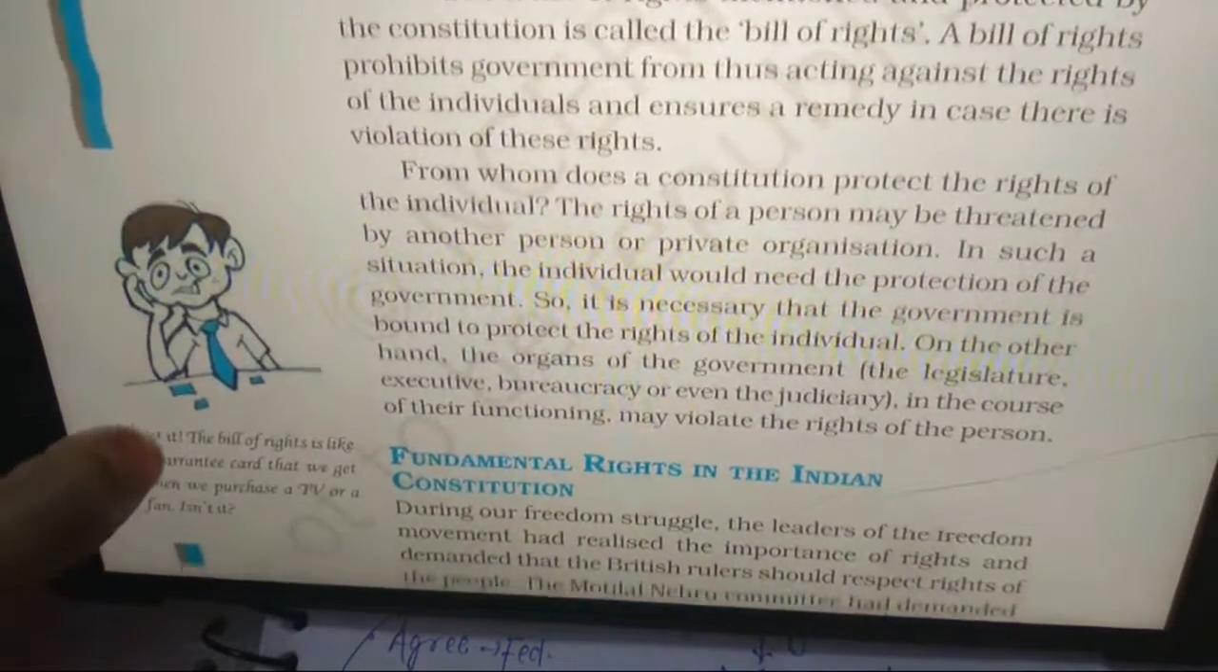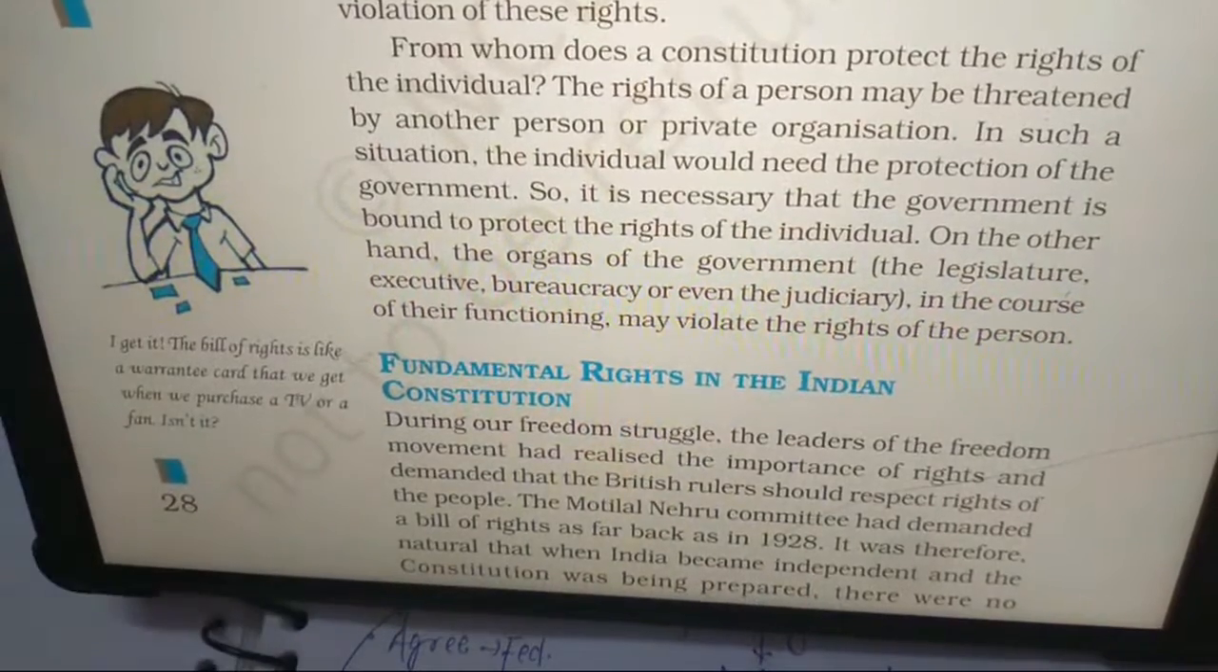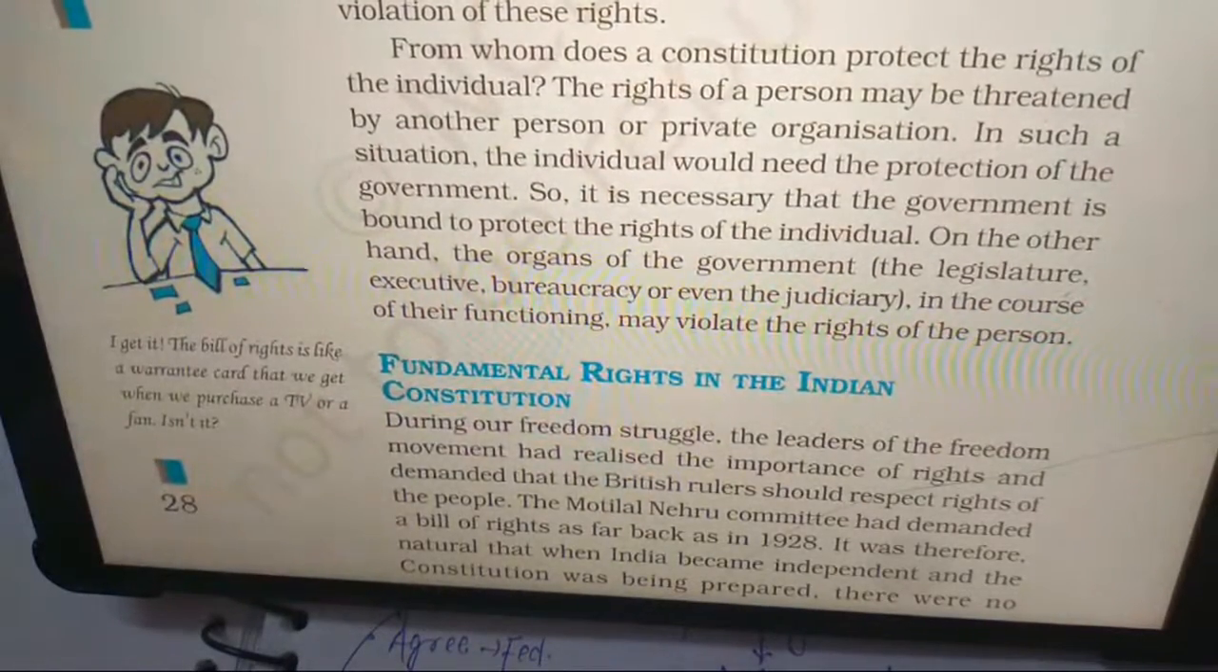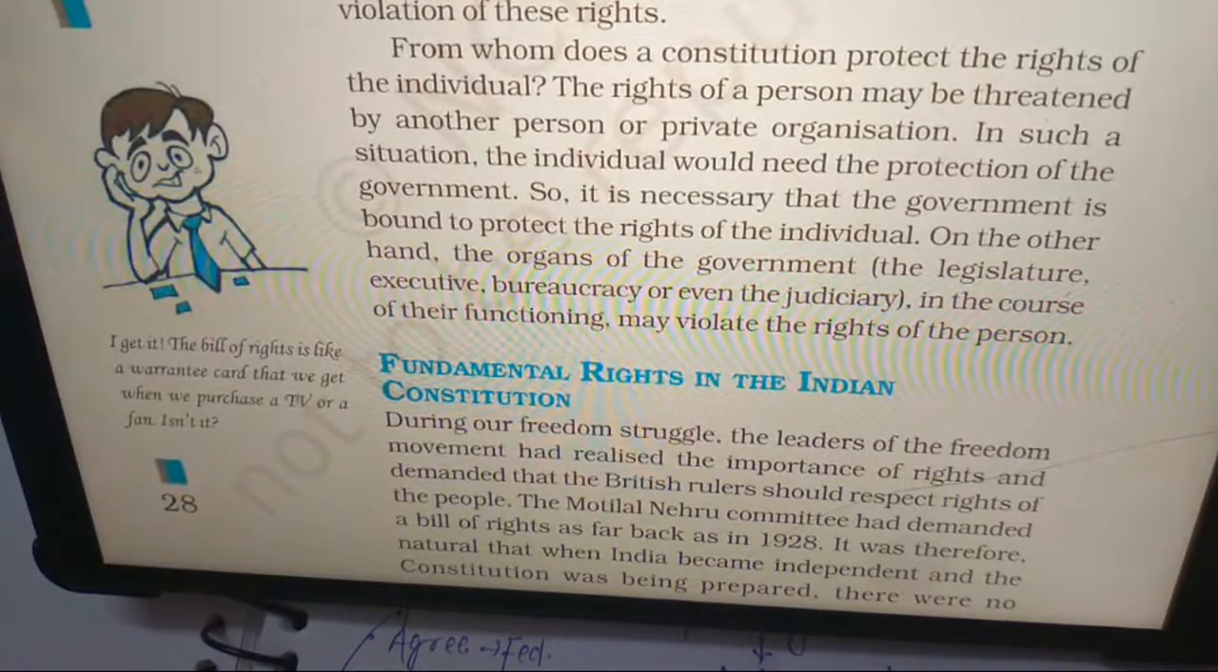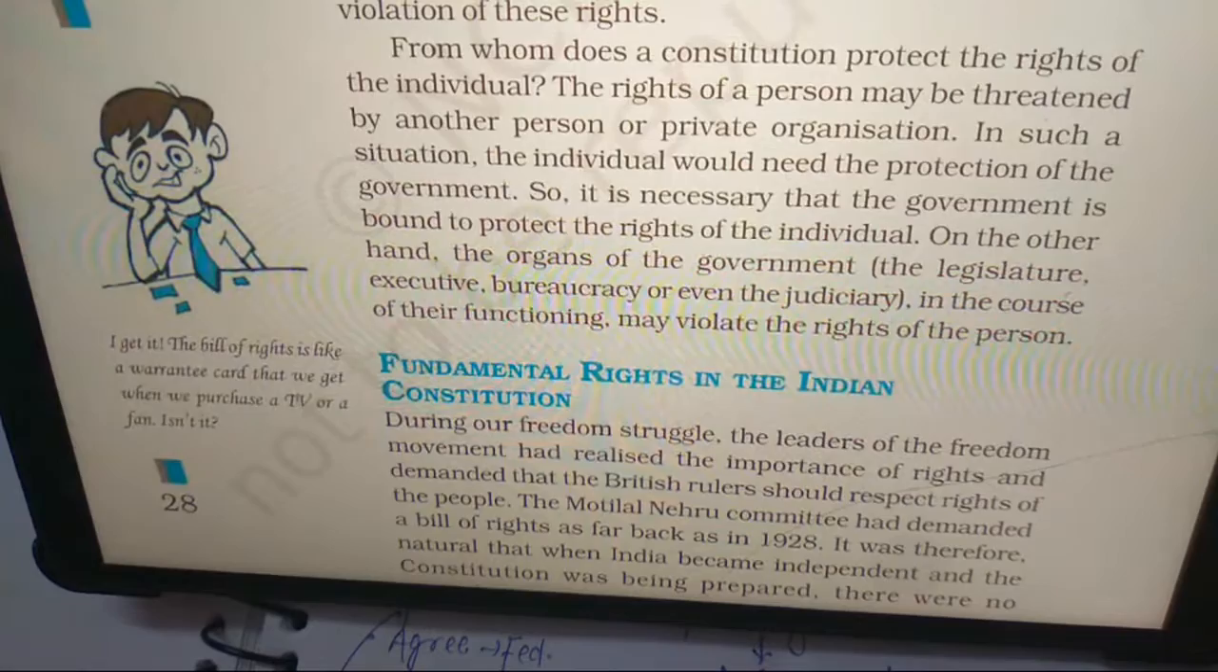From whom does a constitution protect the rights of the individual? The rights of a person may be threatened by another person or private organization. In such a situation, the individual would need the protection of government. So it is necessary that the government is bound to protect the rights of the individual. On the other hand, the organs of government, the legislature, executive, bureaucracy, and even the judiciary, in the course of their functioning may violate the rights of the person.